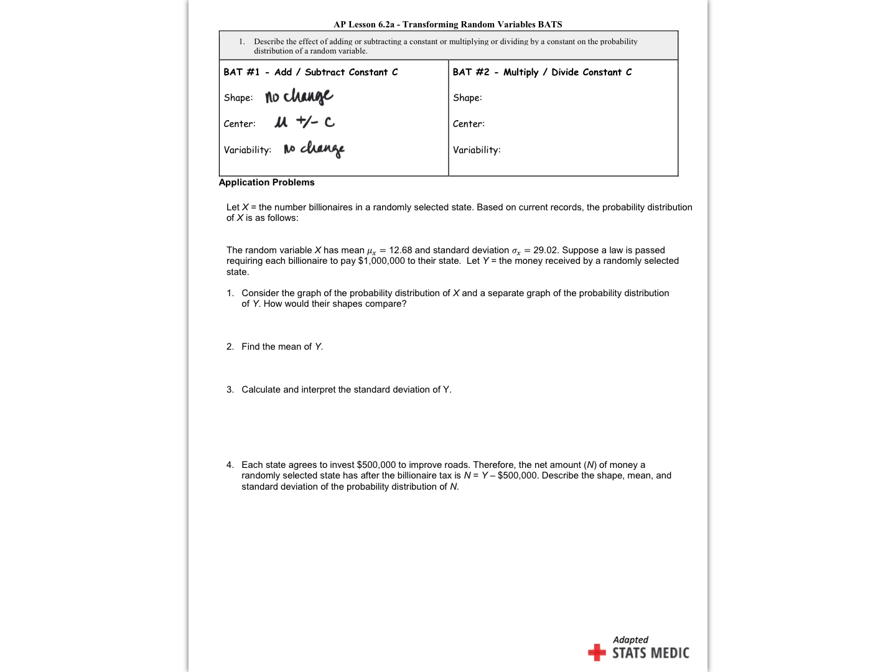What about multiplying it? Will the shape change? Nope. That's the nice thing. Neither one of them change our shape. No change in the shape, but will the center change? Yes, it'll be mu times c or mu divided by c, whatever c is. It could be dividing, it could be multiplying. The mean will change for sure.